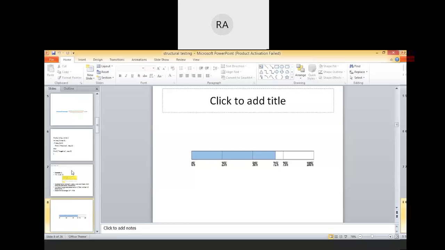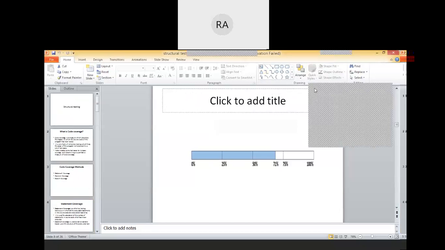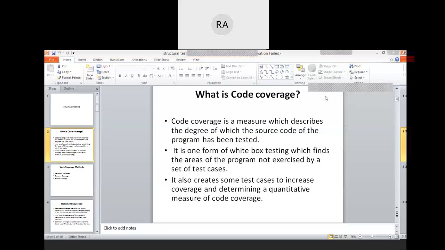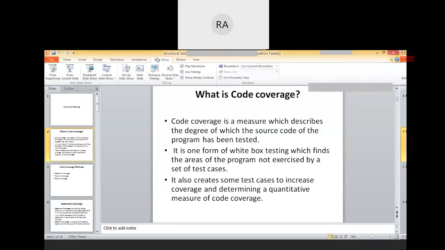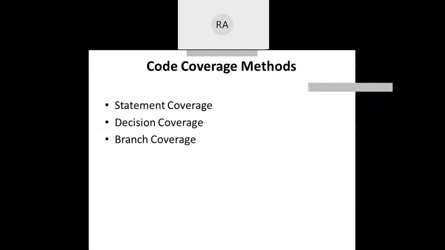Okay, so far we have studied about the structural testing. We started with the structural testing, and in that we have gone through code coverage. What do you mean by code coverage? It will just describe to you the degree to which the source code of the program has been tested. We have studied various code coverage methods, like statement coverage, decision coverage, and branch coverage.